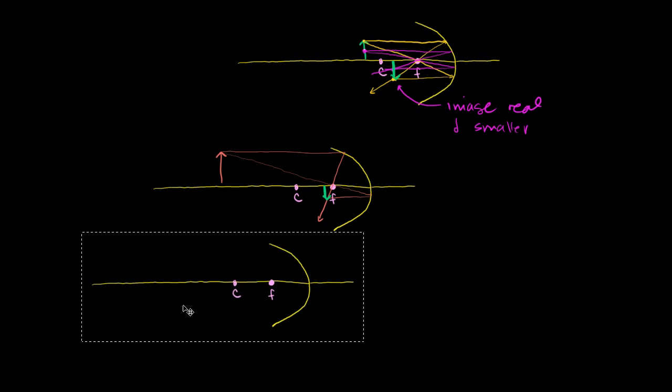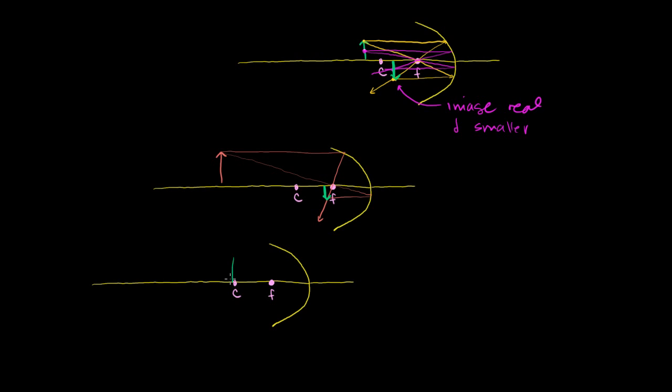Now let's do this again, but this time, let's place the object at the center of curvature. So let's place the object right over here, right at that distance, that's twice the distance from the vertex of the parabola to the focus. So we do a parallel line.